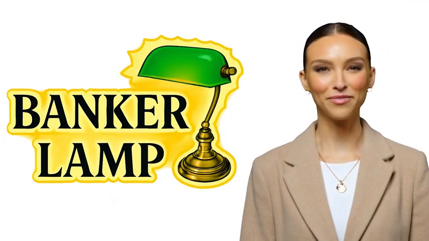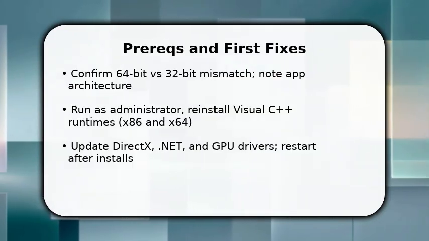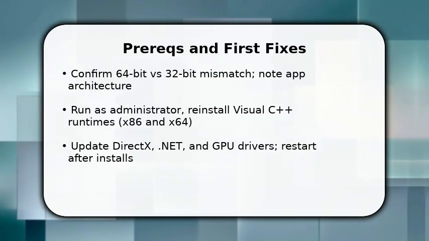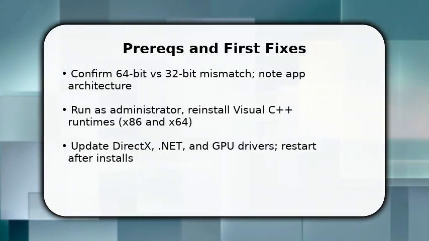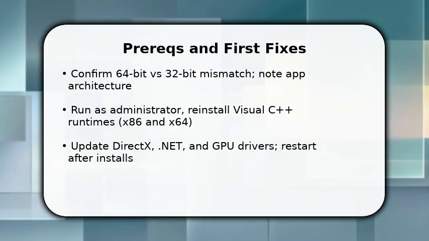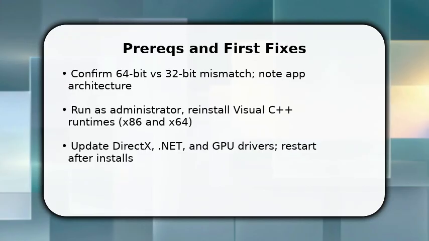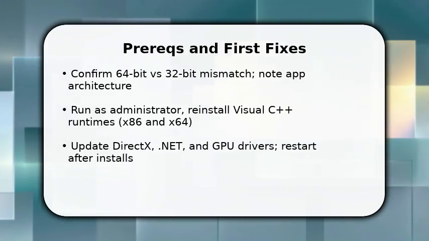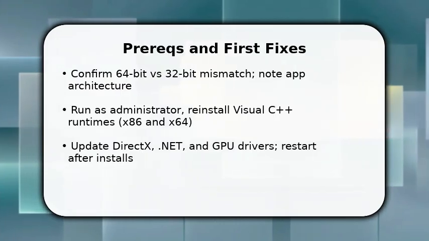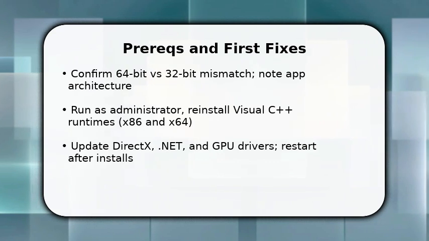Please enjoy the video. You start by confirming the app's architecture, because a 32-bit versus 64-bit mismatch causes 0xc000007b. Next, run the program as administrator to rule out permission issues. Then reinstall Microsoft Visual C++ redistributables for both x86 and x64, because missing or corrupt runtimes are the usual culprit. Once done, update DirectX and the .NET runtime and install the latest GPU drivers.